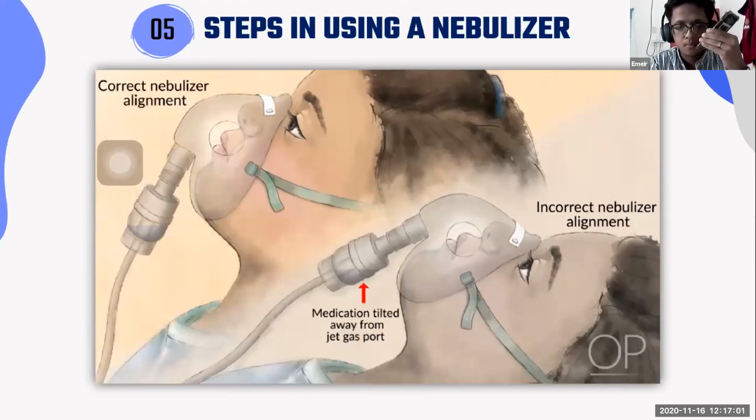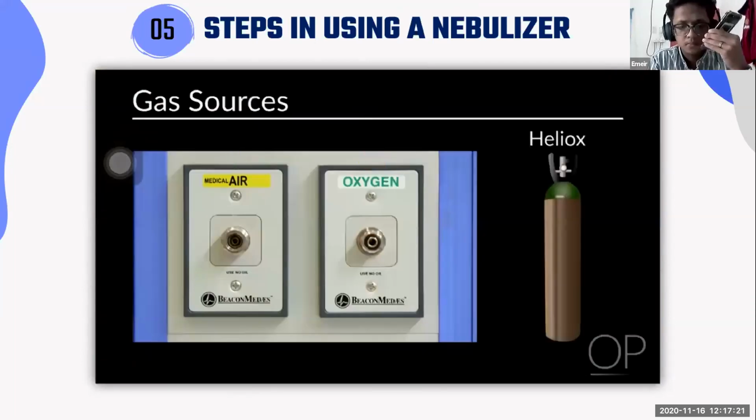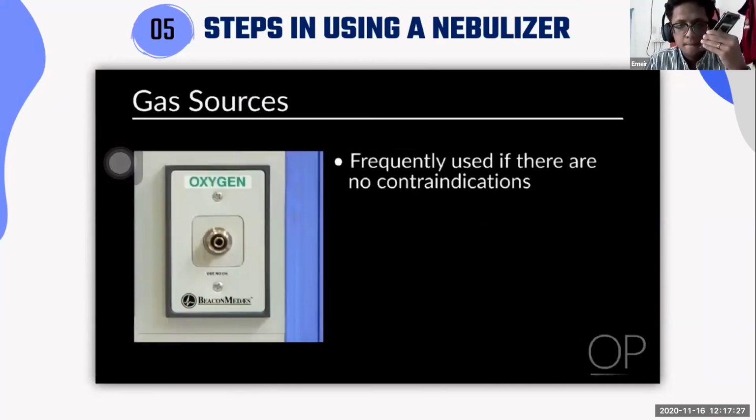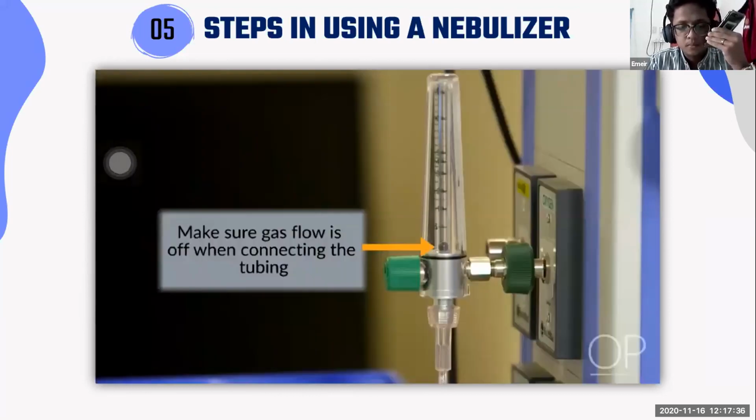If you know that, then gas flow is really matter what type of gas. It could be 100% O2, air, heliox, etc. You'll need to exercise good clinical judgment to determine the appropriate gas for your treatment. Often, patients receive 100% oxygen if there are no contraindications, simply because this is the most readily available compressed gas in most institutions. But importantly, make sure that the gas flow is not running when you connect it. You should wait until the setup is complete and the device is adequately affixed to the child before you start the gas flow. This will minimize the amount of wasted drug and maximize the received dose.